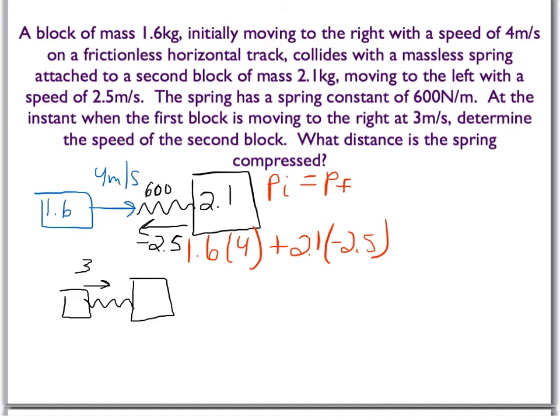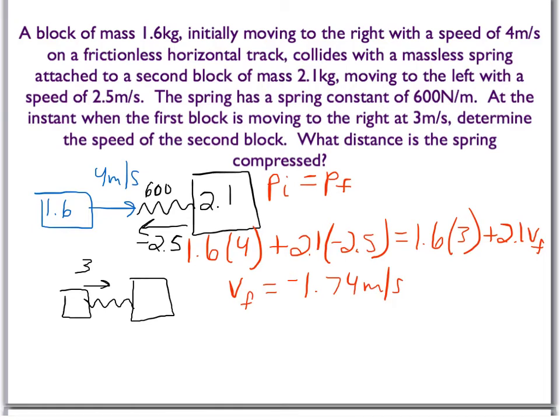Now if we were to look at the momentum after, or once the two blocks are coming together with that spring, we have the 1.6 kilogram block now moving at 3 meters per second. And the question is, how fast is the 2.1 kilogram block moving? If you would like to take a minute to pause the video, go ahead and do that. You can solve for your V sub f. When you find that value, you would get about negative 1.74 meters per second.